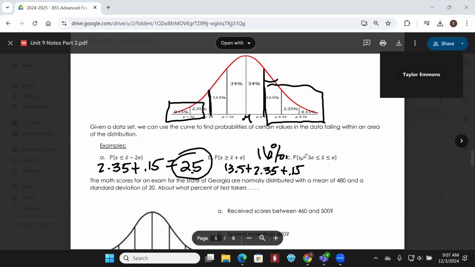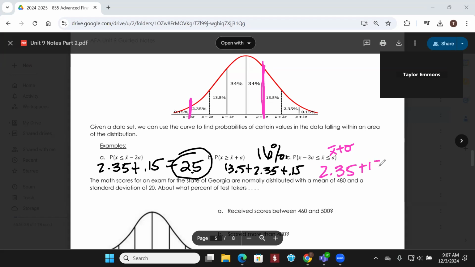So we have x minus 3 sigma. That is located right here. And we want it up to, I'm assuming this means x bar plus sigma. So we're going to go all the way up to here. So that's 2.35 plus 13.5 plus 34 plus 34. We add all that together, and that's going to give me 83.85.